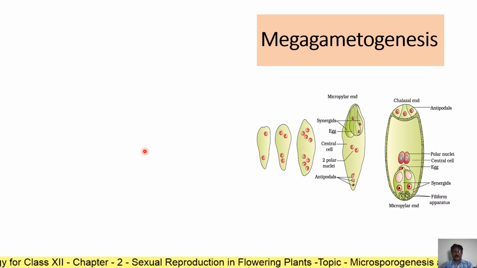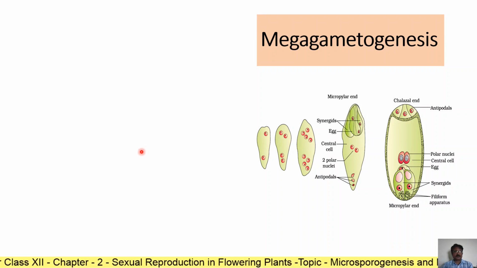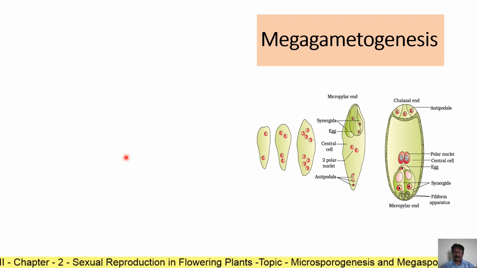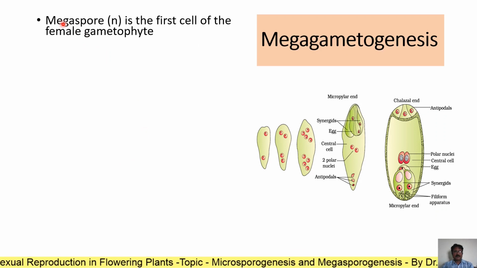Now what happens to this megaspore? With the formation of the megaspore, megasporogenesis ends. The next step is megagametogenesis. That is, now the female gamete is to be produced. The megaspore, which is the product of meiosis, is a haploid cell and is considered the first cell of the female gametophyte.